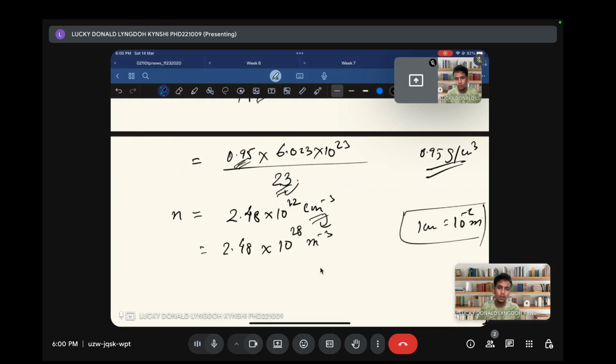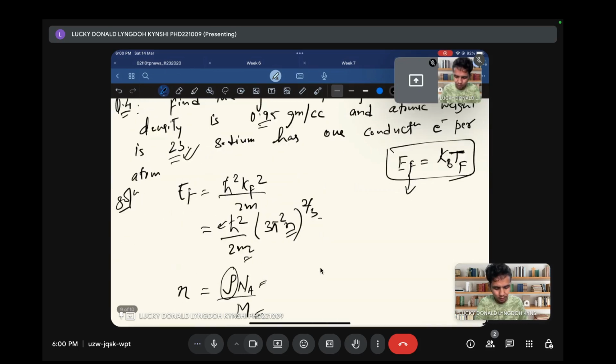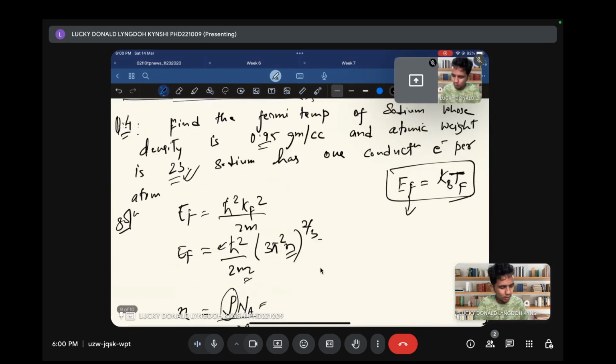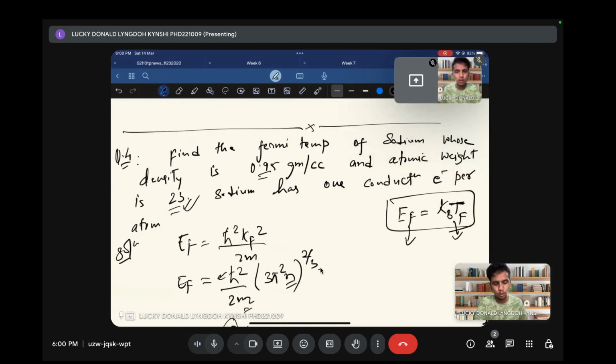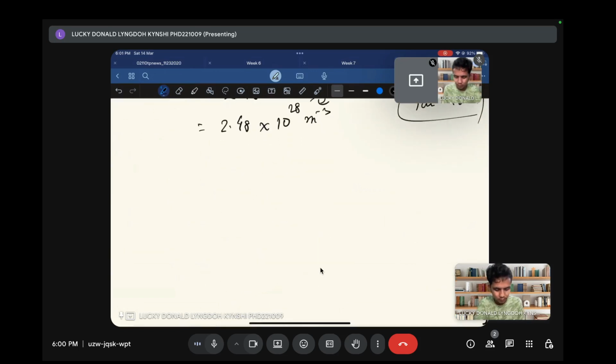Once you know the value of n, then you automatically know, because you use this formula, EF, the Fermi energy. Then once you get EF, you can use this formula for TF, and you get the final result. So EF is equal to h cross square by 2m, times 3 pi square n to the power 2 by 3.